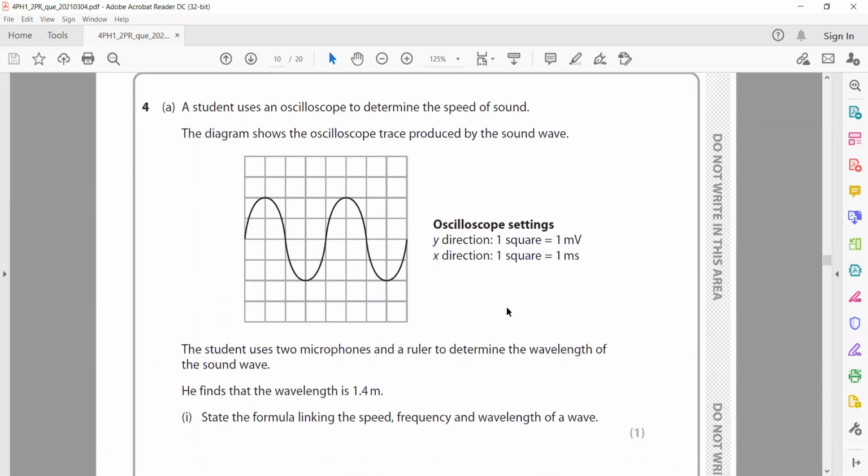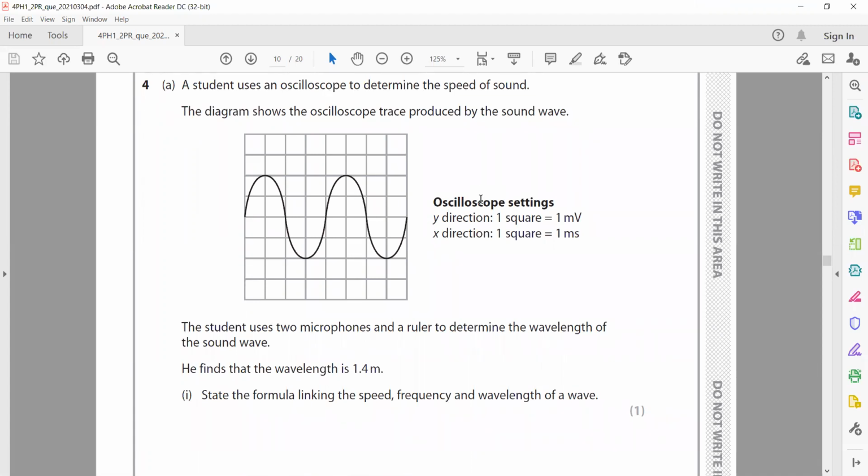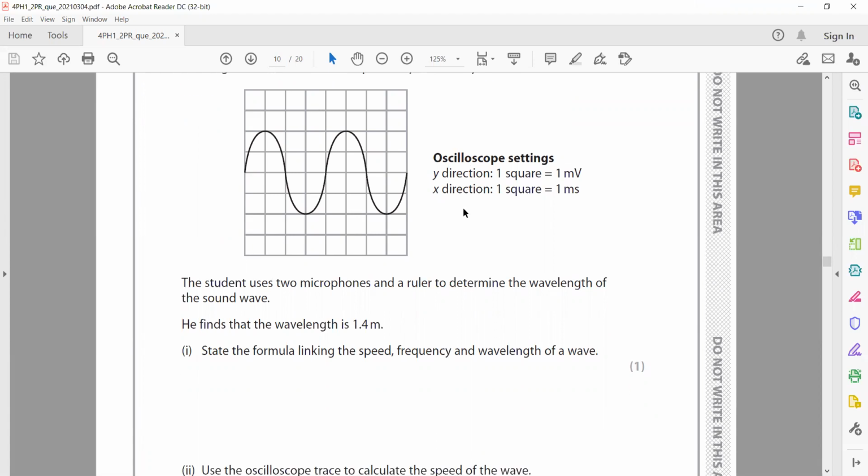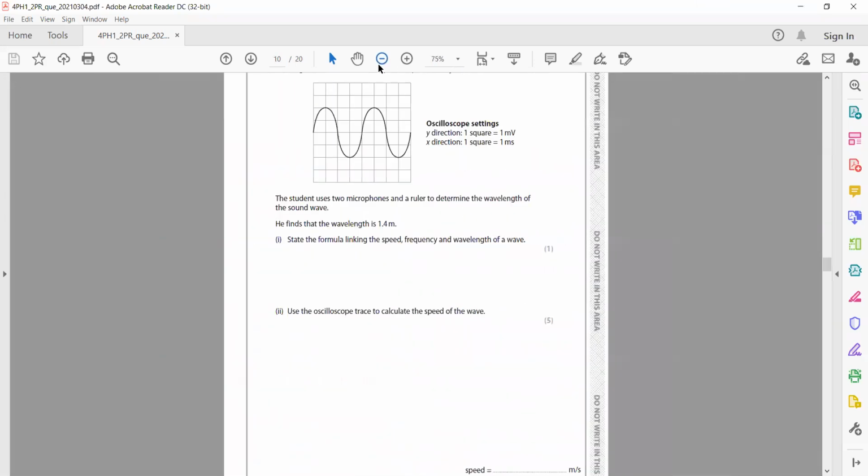A student used an oscilloscope to determine the speed of sound. The diagram shows the oscilloscope trace produced by sound waves. The student uses two microphones and a ruler to determine the wavelength. He finds that the wavelength is 1.4. State the formula linking speed, frequency, and wavelength. So v is equal to f lambda.